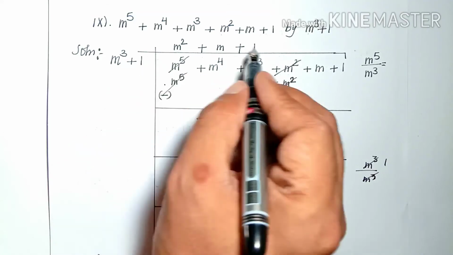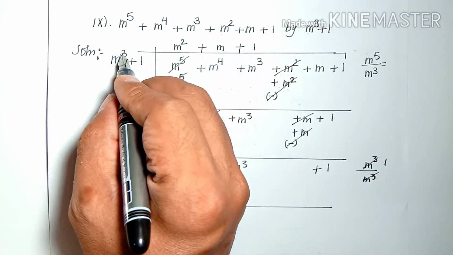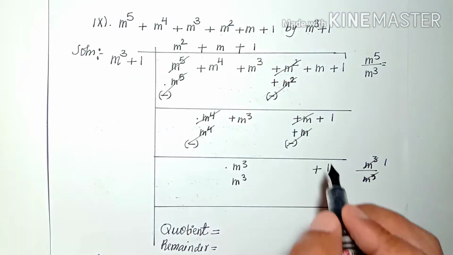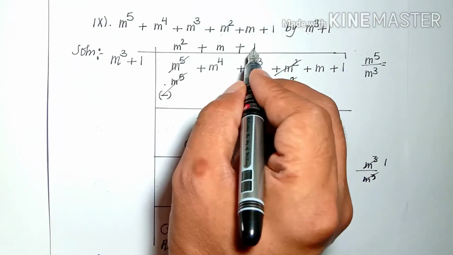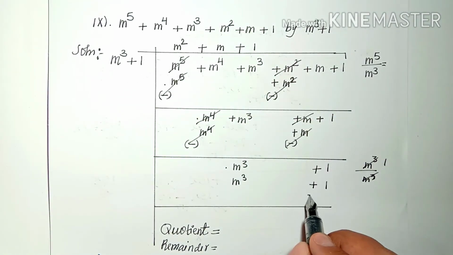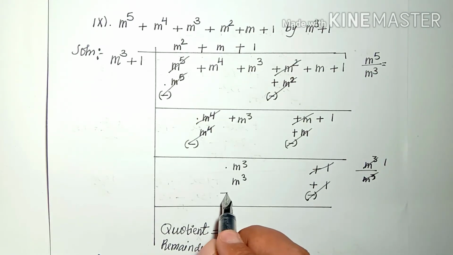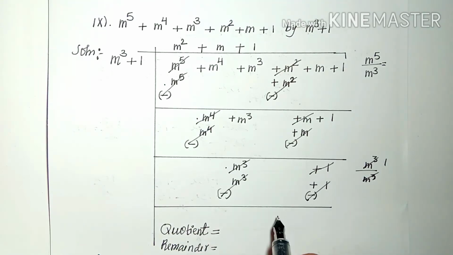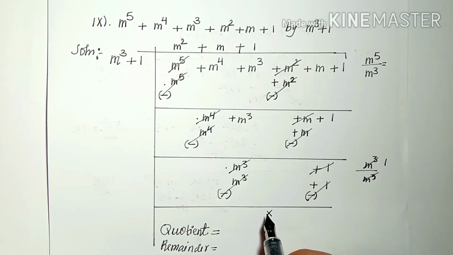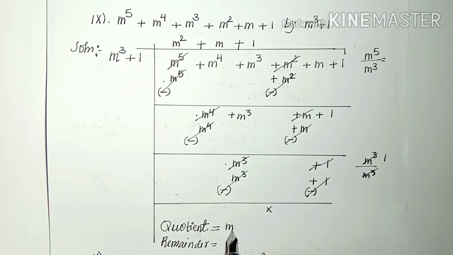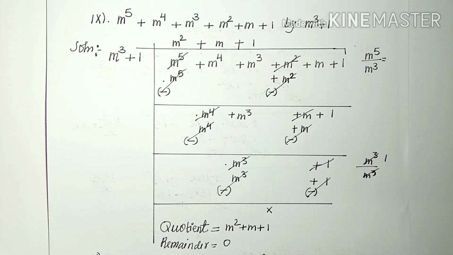Now again multiply the same rule you can follow here. M cube into 1 we get here m to the power 3. Plus will be now plus 1 into 1 will be 1. Now you can change the sign. This will be minus, so we can cancel minus 1 plus 1. Again you can change the sign, minus m cube plus m cube. That is how the remainder here also 0. So therefore the quotient which I've got above is m square plus m plus 1, and the remainder is equal to 0.